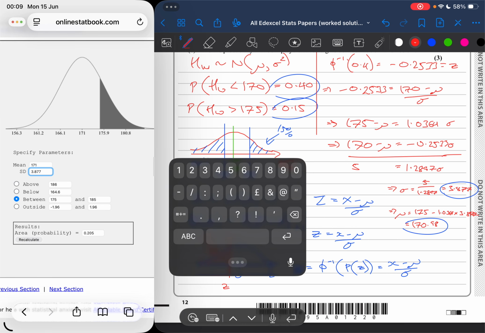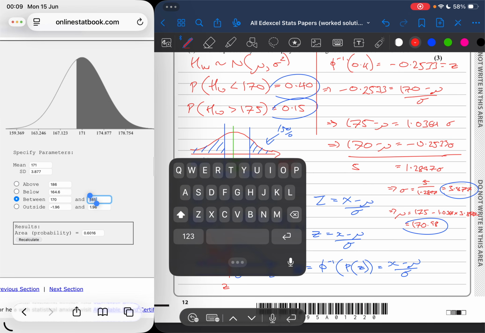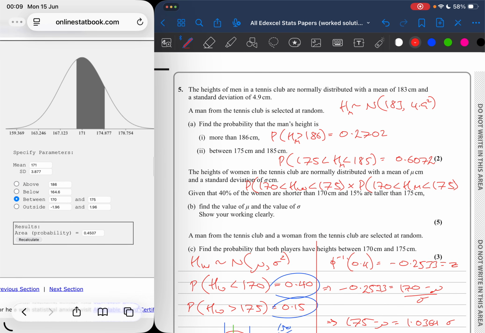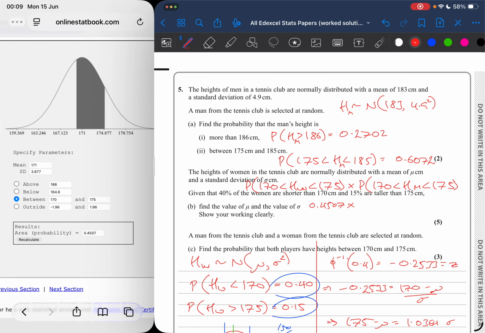3.877 for that standard deviation. And we wanted between 170 and 175. Calculate. I get 0.45. So let's fill that in. 0.4507, times that then by the one for the men, same range, 170 to 175.